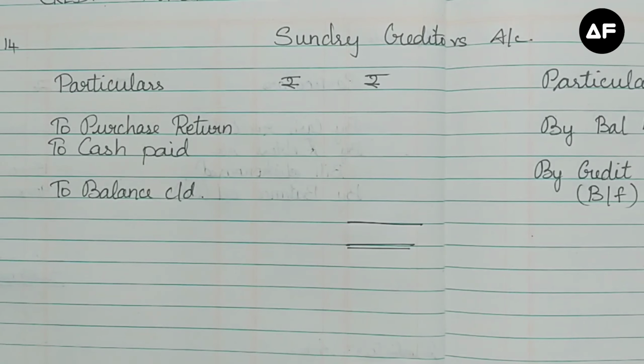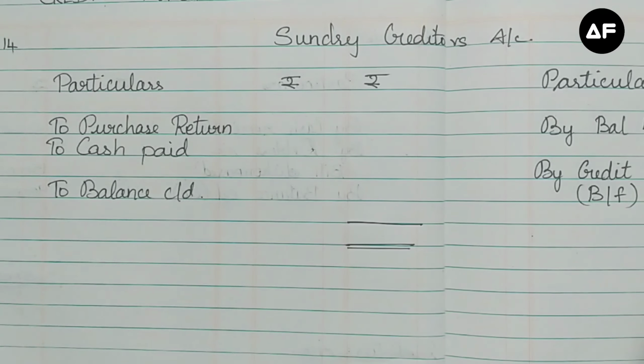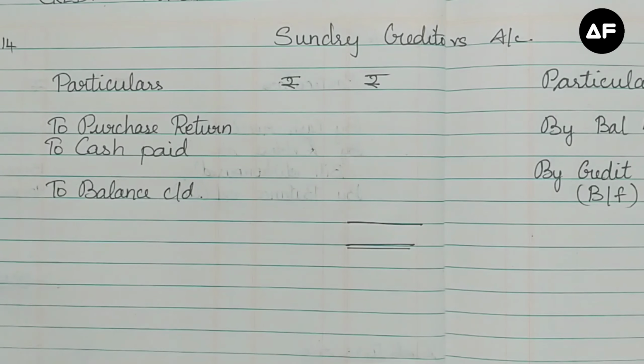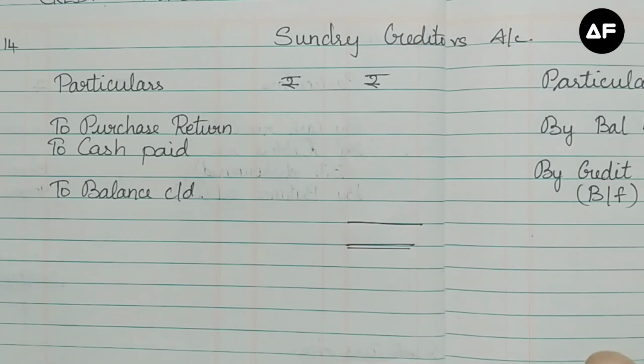Next, we are going to look into the calculation of credit purchase. We calculate credit purchase by opening a total creditors account. Likewise, just as we calculate credit sales by opening a total debtors account, credit purchase can be calculated by opening the total creditors account.